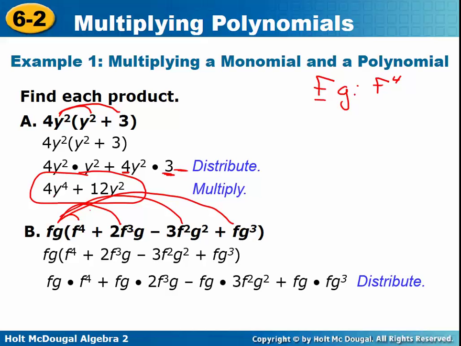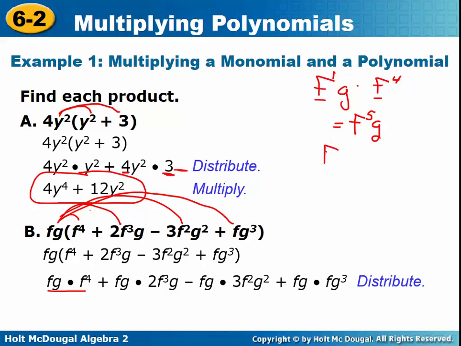Now we have two that are the same base, the f and the f. The f really has an exponent of 1. And the rule is that when we're multiplying, we add their exponents. So this would equal f to the 5th times g. So that's what the first term will be, f to the 5th times g.